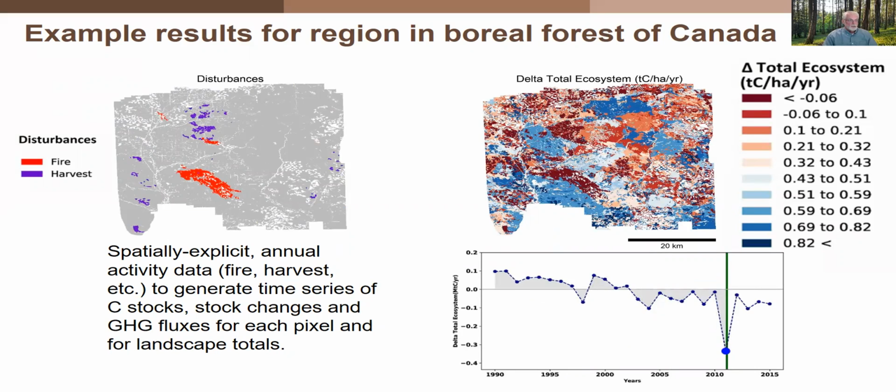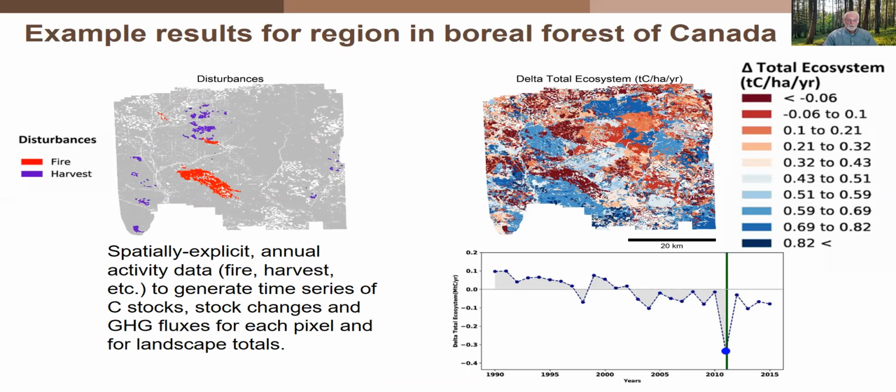Here's just an example as a visual demonstration of the results for a region in the boreal forest of Canada. On the left, you see 1 time slice of disturbances, in blue the harvest, and in red the fire events that occurred in 2011 in this region. And we use these time series to drive the carbon dynamics that are represented on the right in the upper image as a map, at 1 hectare resolution, of the carbon stock changes in that particular time step.